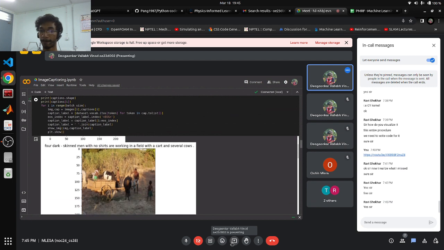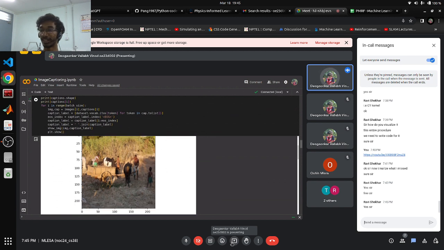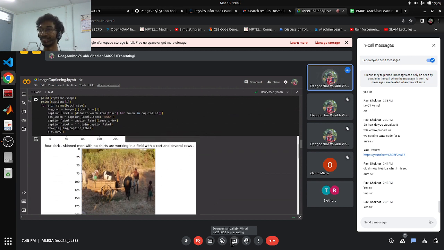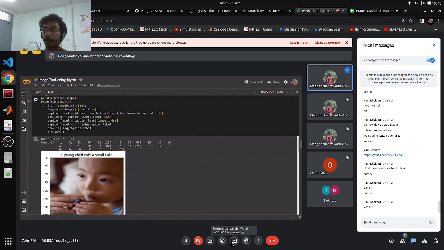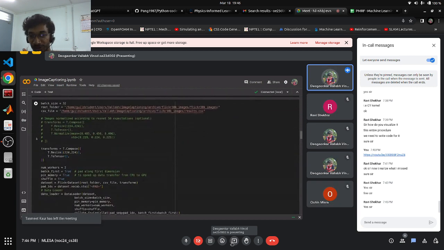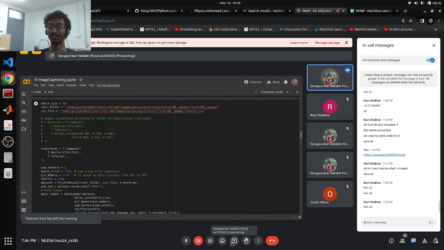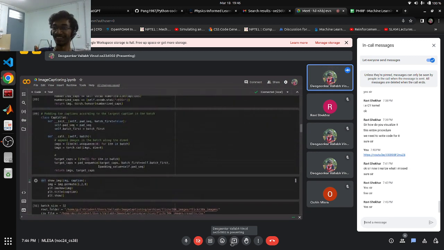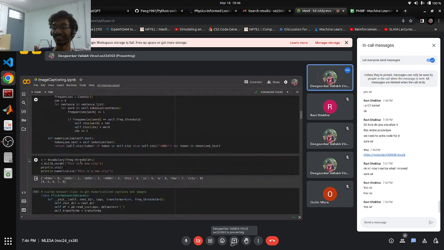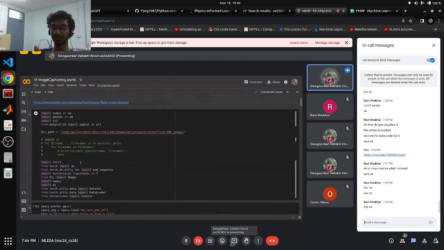Okay, for example, even here it says: four dark-skinned men with no shirts are working in a field with a cart and several cows. So now the model needs to understand what in this image means cows, what means field, what means people, all of that. So the association is what our model needs to learn. The entire session would have been needed to explain what is going on in this code, so I will only briefly tell what is going on.